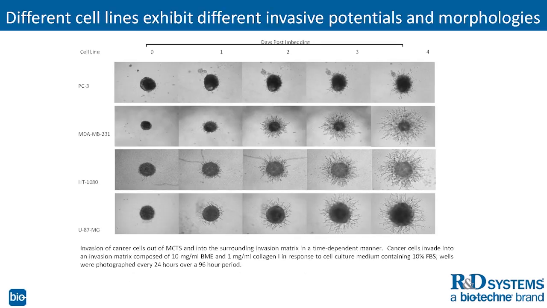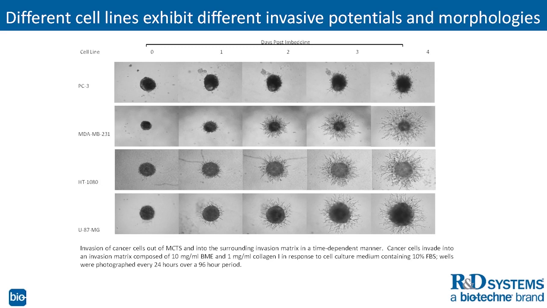All right, and our next slide just want to show that there are different cell lines exhibit different invasive potentials and morphologies. As we can see here, we have prostate, PC3, prostate cancer, MDA MB231s, which are breast cancer, HT1080s, which are human fibrosarcoma, and U87MG, which are glioblastoma, astrocytoma.